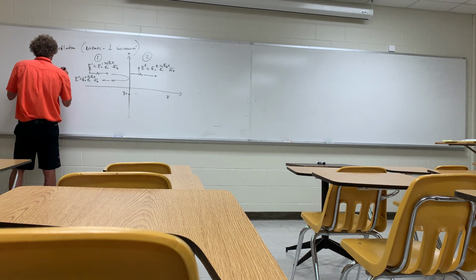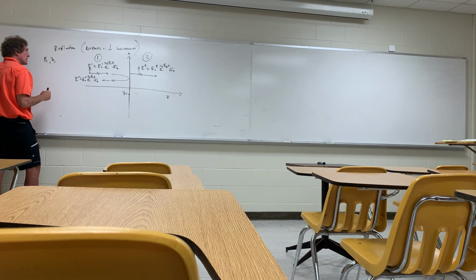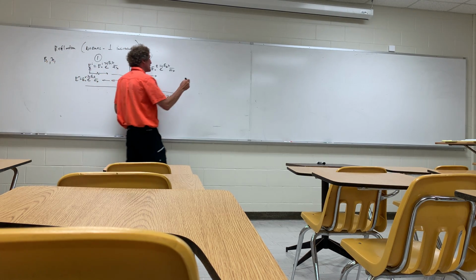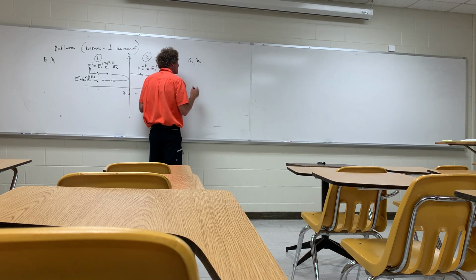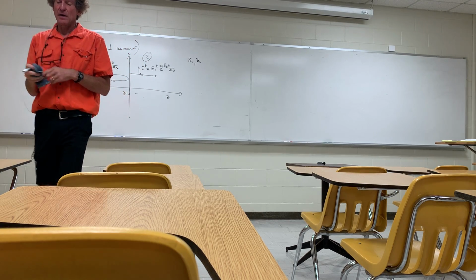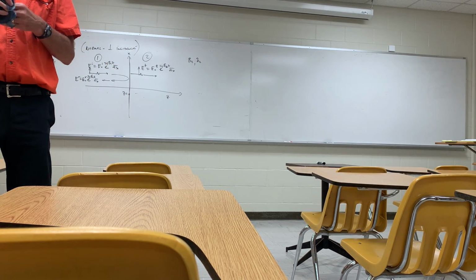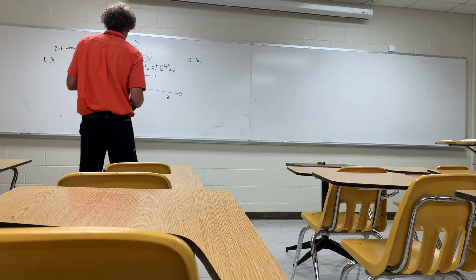In region 1, we have some beta 1 and some eta 1, and in region 2, we have some beta 2 and some eta 2. To be frank about it, in region 2, we could very easily make it a lossy material. Everything I'm about to show you holds true. So that's the electric field.